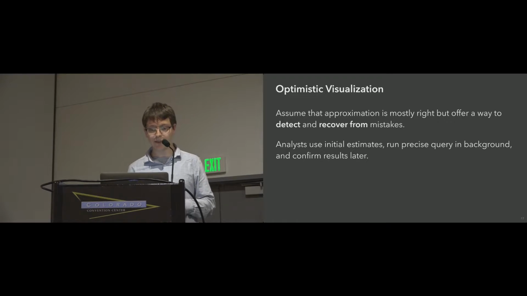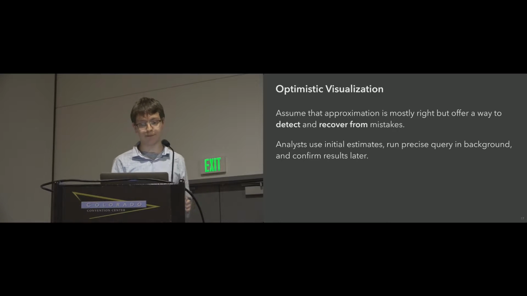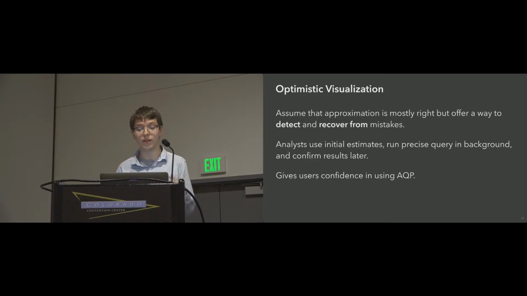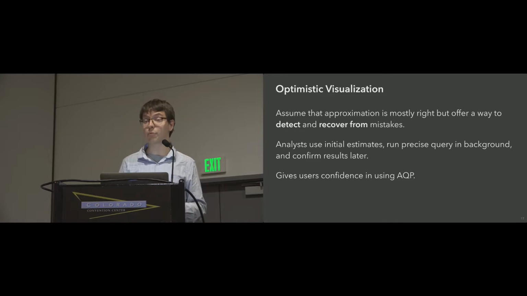To this end, the system that implements this idea lets analysts use approximate estimates, and the system then runs the precise query in the background. And the analysts can then use this to confirm the observations they made earlier on the approximation. It kind of provides a safety net when the uncertainty is low, but the errors in the approximation are very high. And we designed this to give analysts confidence to use approximation. And hence also the title of our paper, Trust but Verify. Trust the approximation, but verify it with precise results later.